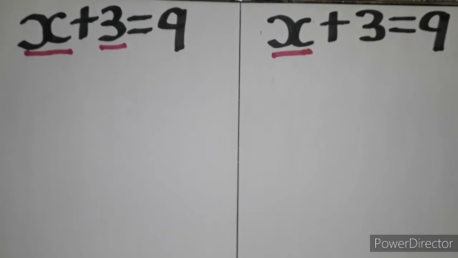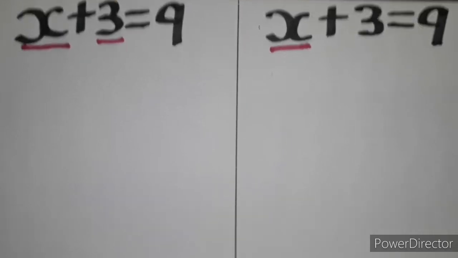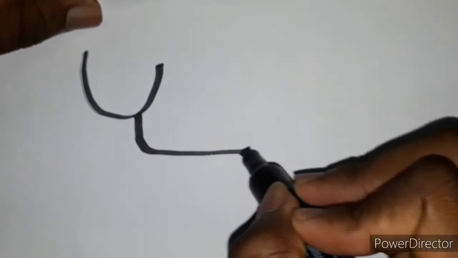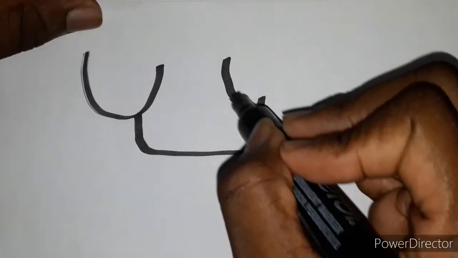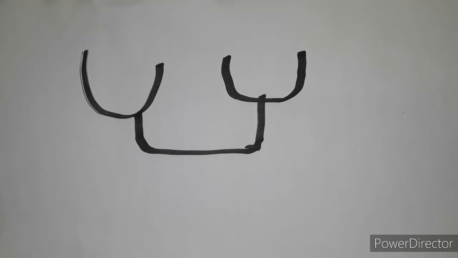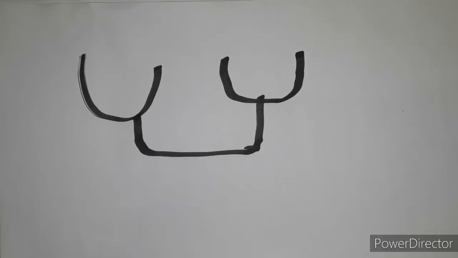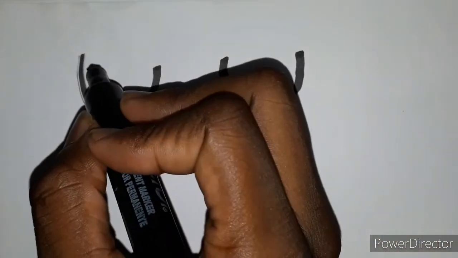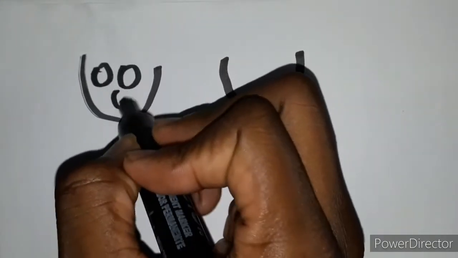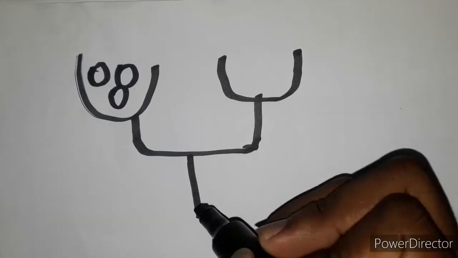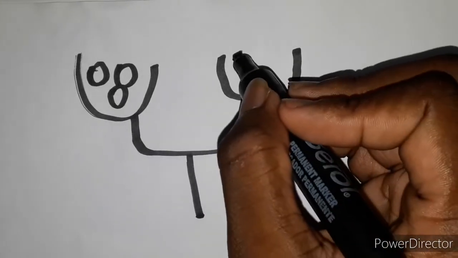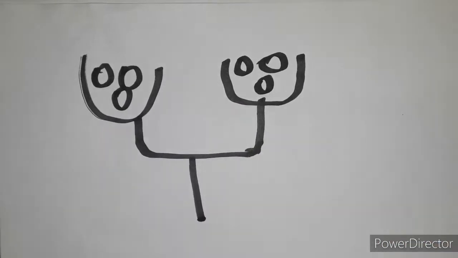Now, when subtracting 3, imagine you have a scale. Let me just draw this here. I'll try to draw a scale as best as possible. My scale looks kind of funny. In this scale, you have 3 pounds of potato here, and you have another 3 pounds of potato here.